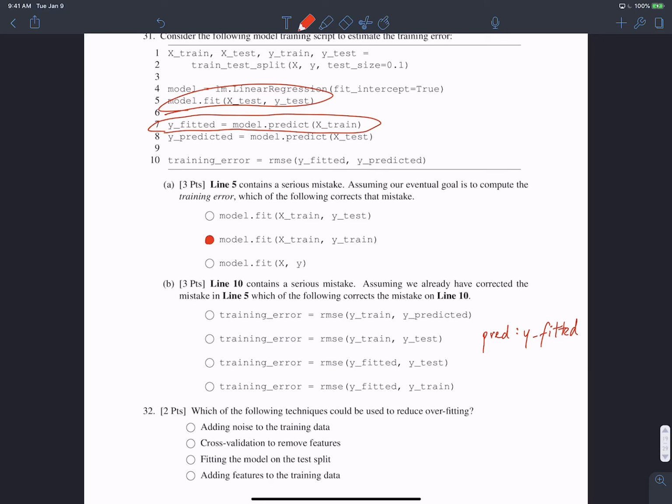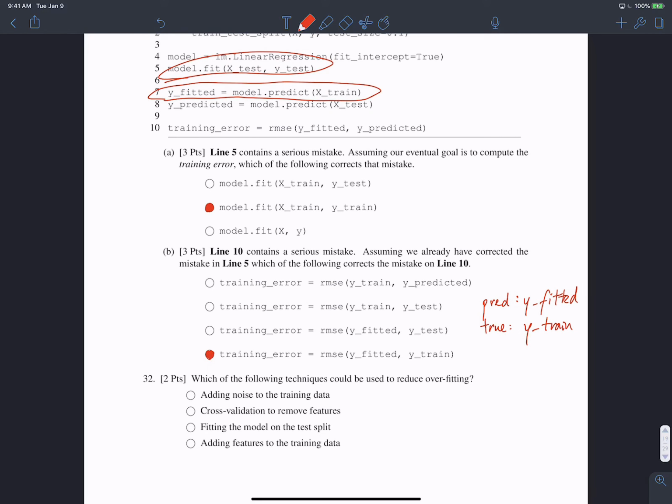Right? This question is intentionally misleading because there's also a Y underscore predicted, but that's when we predict using the test set, which we're not dealing with at all in this question, right? We're trying to find the training error. So for our cases, the predicted values are Y fitted, and the true values are just Y trained, because that's sort of what's given in our data set. So we want whichever one gives us the RMSE of Y fitted and Y trained, which happens to be the last option.